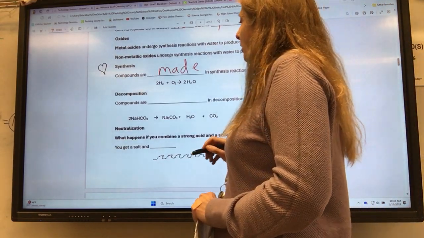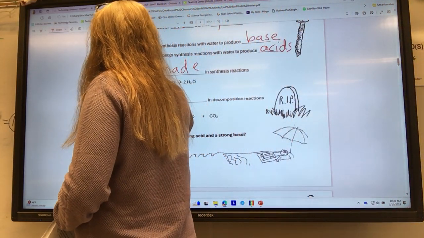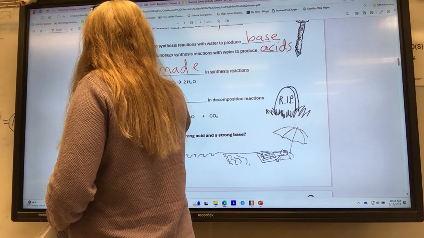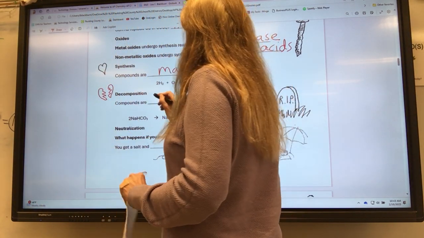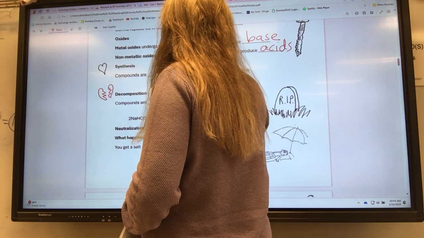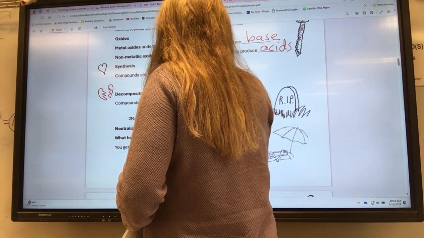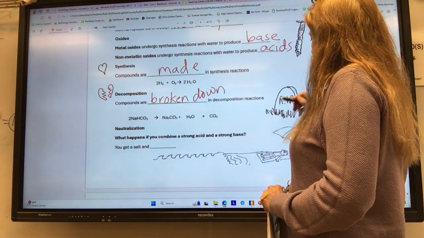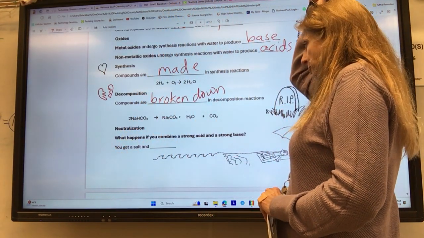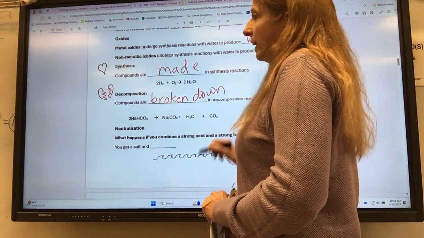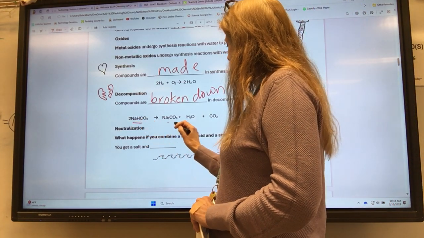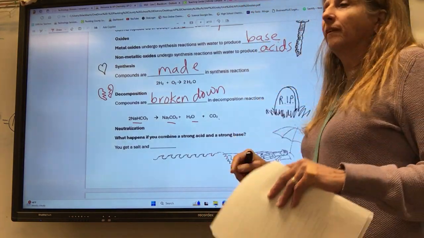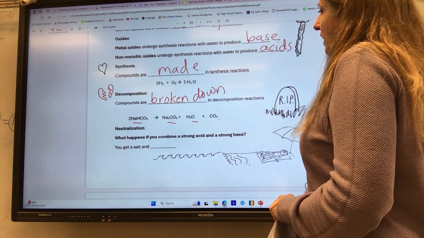Decomposition. If you can fall in love, you can break up. So let's draw a broken heart. Poor breakup. So in decomposition, compounds are broken down. Like bodies break down in the grave. So we have a little rest in peace, and they are decomposing, right? So here we have one chemical that broke into 3. That's decomposition. Y'all remember that from honors? Those reaction types. Okay, neutralization.